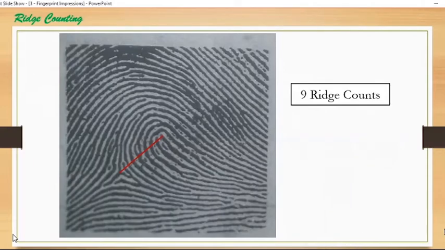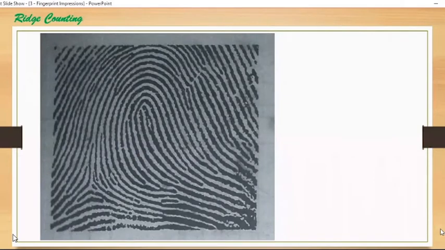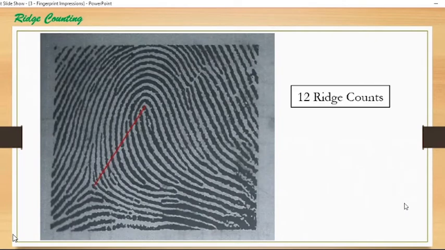Okay? Try ulit natin. Yan. Hanapin natin yung delta. Ito yung core. Diba? Pag nagkamali ka ng location ng delta at saka ng core, siguradong mali ng bilang mo. So, dapat tama ang location ng delta at saka ng core. So, bilangin natin. Meron daw siyang 12 ridge count. 1, 2, 3, 4, 5, 6, 7, 8, 9, 10, 11, 12. There are 12 ridge counts.